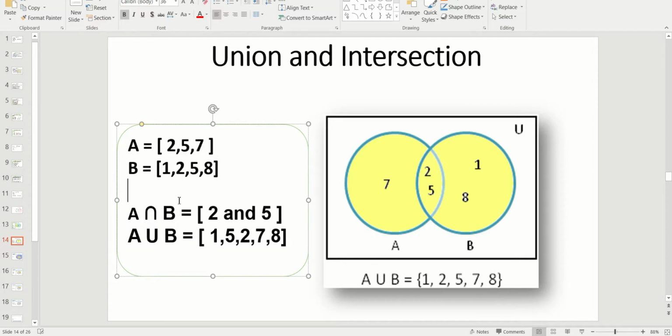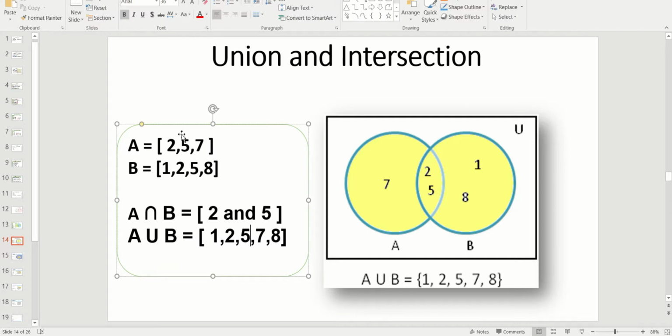And then we have A union B. A union B is basically a combination of them all. You can put the 2 here after the 1. It doesn't matter, but making it in order is the correct proper writing: 1, 2, 5, 7, and 8. This is A union B, while A intersect B is 2 and 5. I hope that you understand, okay? This is union and intersection.